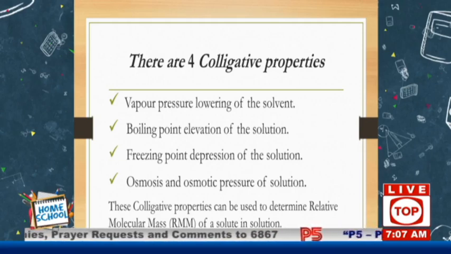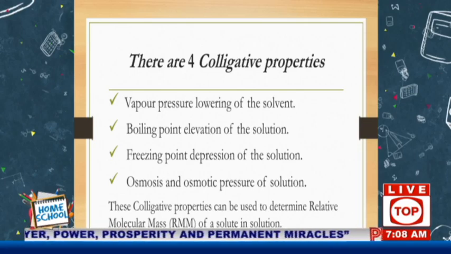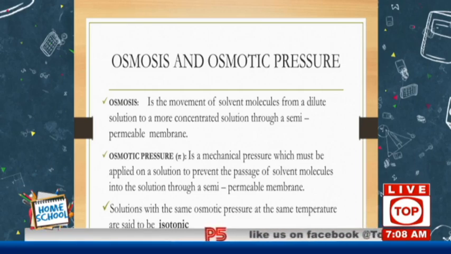Previously we looked at vapor pressure lowering, looked at boiling point elevation. Yesterday we looked at freezing point depression. Today we are going to look at the fourth colligative property. For this case we are going to look at only one, that is going to be osmosis and osmotic pressure. And we said that these properties can be used to determine the relative molecular mass of a solute in a solution. Okay, and you have been doing so.